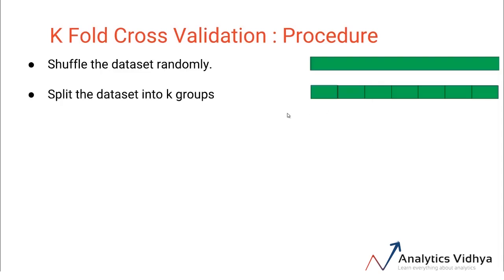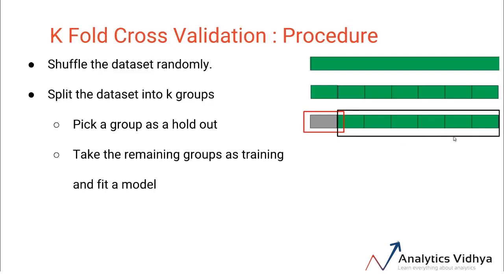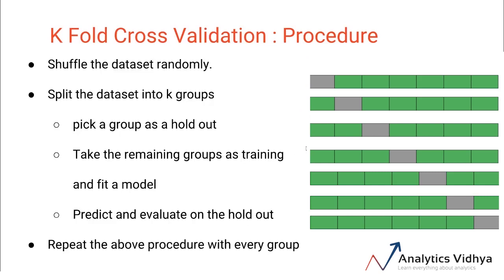Then we split the data into k equal groups, or k equal folds as we say, as shown here. Now for every unique group, we do the following. We take a group as a holdout set as shown in the red box and take the remaining data as the training set, as in the black box here. Now we train the model on this part and evaluate on this holdout set, and the evaluation results of this model are stored. Finally, we repeat this second step with all the other groups.